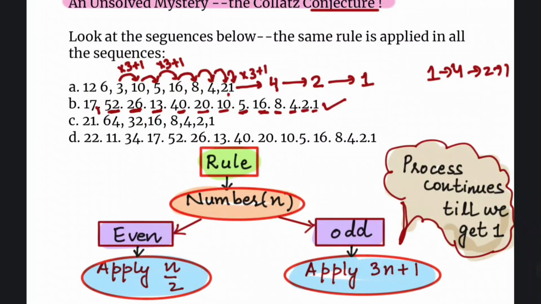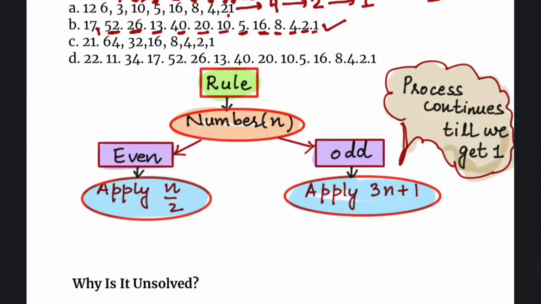So it consists of a simple rule. Suppose a number n is there. If it is even, then apply n by 2, which means divide the number by 2. If it is odd, apply 3n plus 1, multiply by 3 and add 1 to it. And this process continues till we get 1.